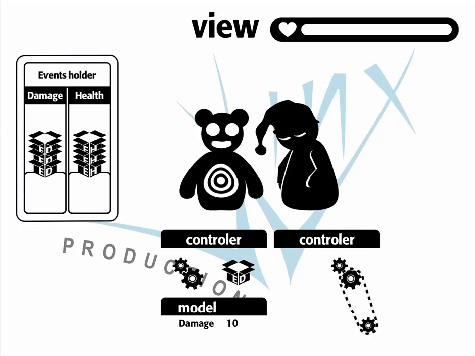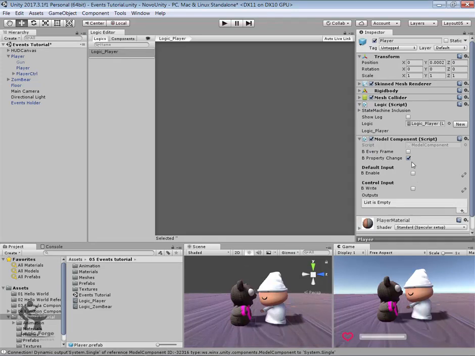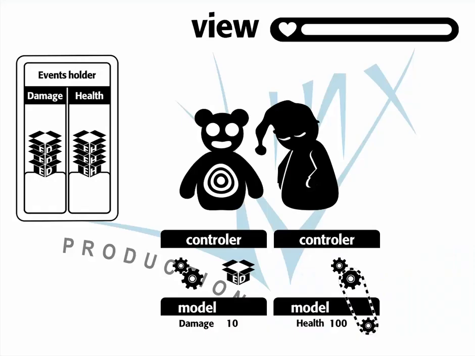Assign it to Player prefab. Add model component as for the Zombie prefab. Add parameter health, and add 100 for its value.